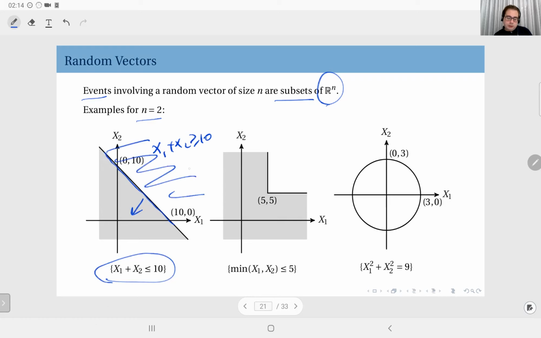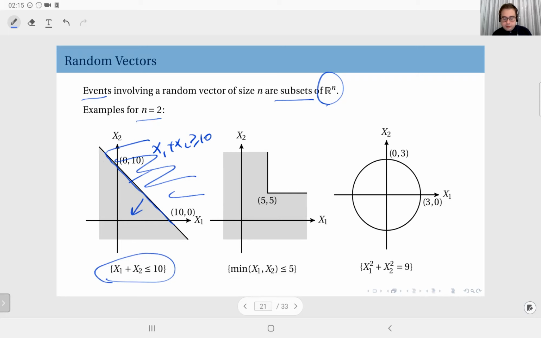If you do not have equality, if you have strict inequality, then you would remove the line, okay? And that might change the result, the probability, in case you have some probability mass lying on this line. Very similar to the mixed type distributions we talked about for random variables.